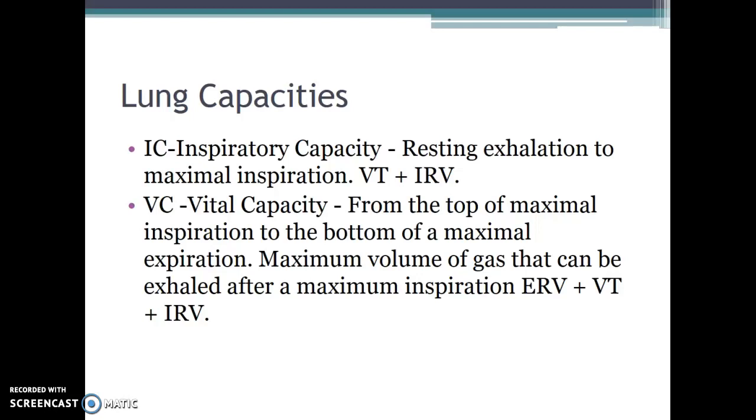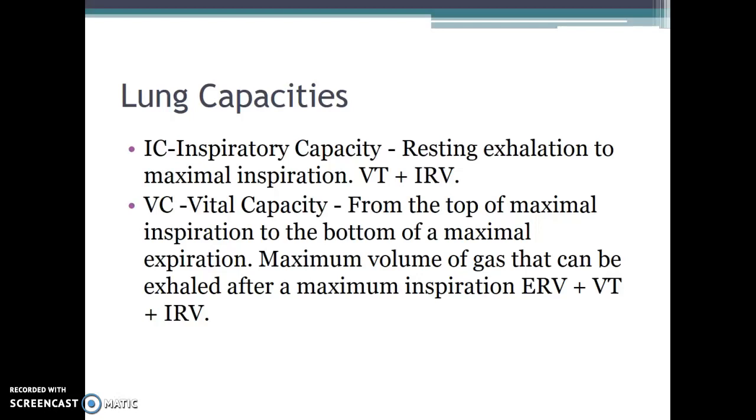And then our lung capacities. IC stands for inspiratory capacity, and that's resting exhalation to maximum inhalation. So if you were to take your tidal volume plus your inspiratory reserve volume, that will be your inspiratory capacity. VC stands for vital capacity, and that's from the top of a maximum inspiration to the bottom of a maximum expiration. And that's the maximum volume of gas that can be exhaled after a maximum inspiration. So that's your expiratory reserve volume plus your tidal volume plus your inspiratory reserve volume.